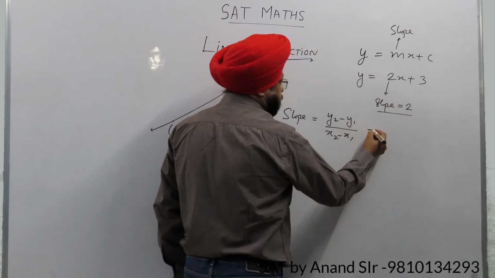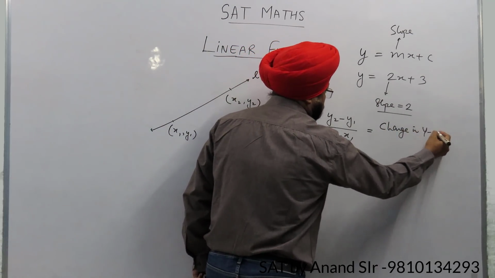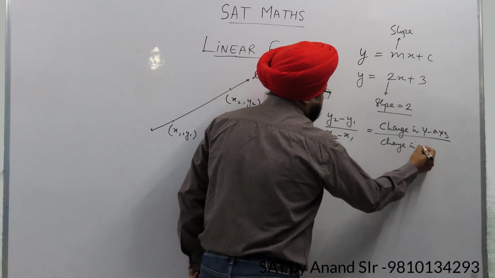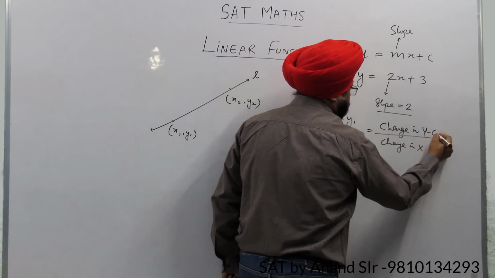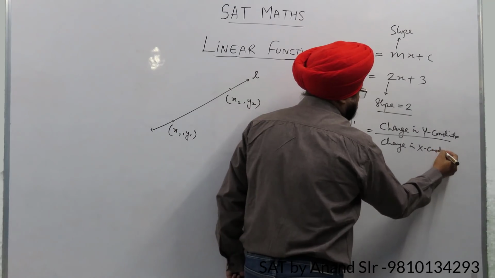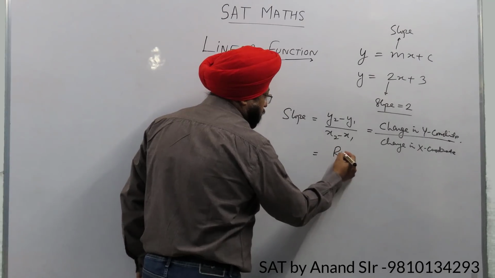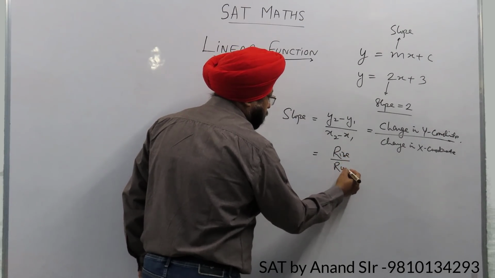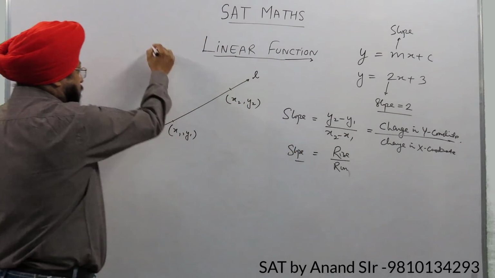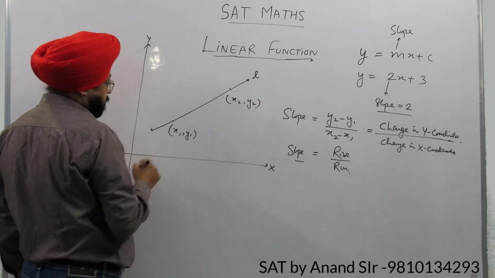It means the change in y over the change in x. You can write the change in y coordinate and the change in x coordinate. Or you can also write rise over run. This is also slope. When I talk about rise over run, let me draw the y-axis and x-axis also. This is the origin.